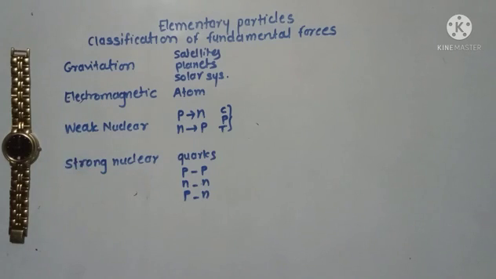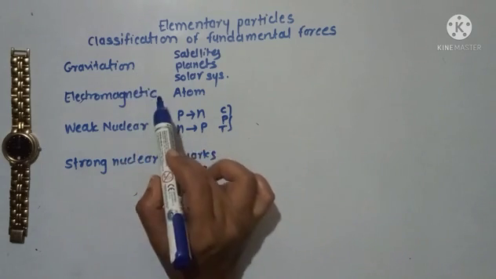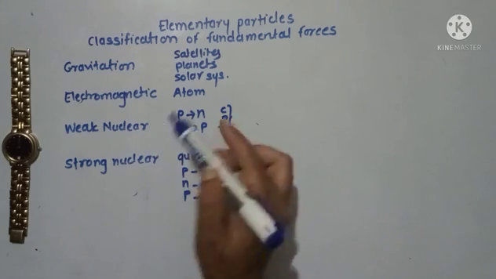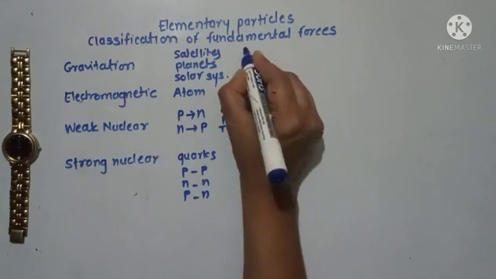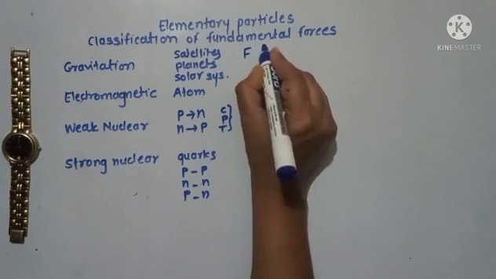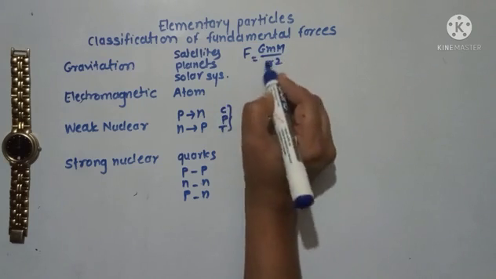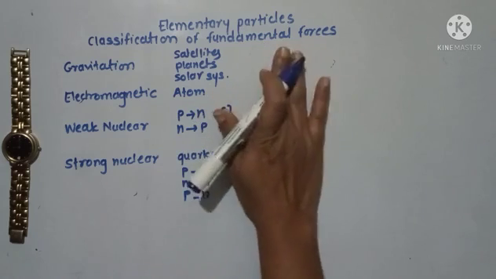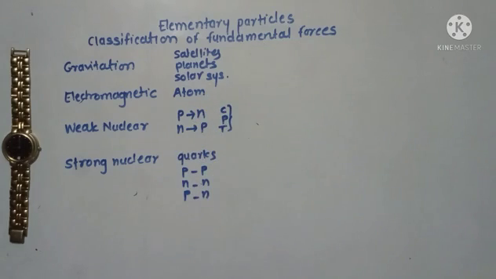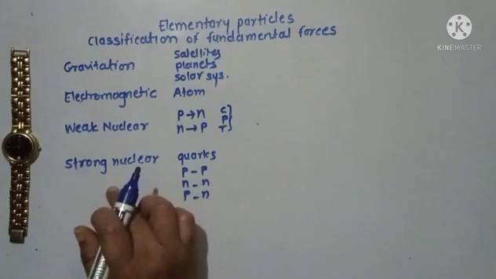Now different principles and laws are there which explain the different forces, but we are not at all interested in those laws. Like the gravitational force field, it is explained by F equals G m1 m2 upon r squared, according to Newton's law of gravitation. We are not at all interested in how these laws are explained, or which principles and theories are explaining this, but we are interested in the particles which are involved in these four fundamental forces.